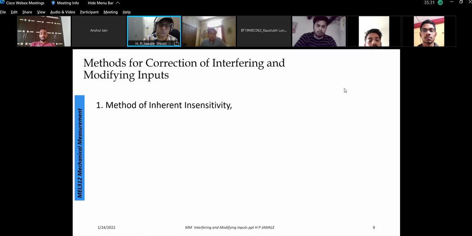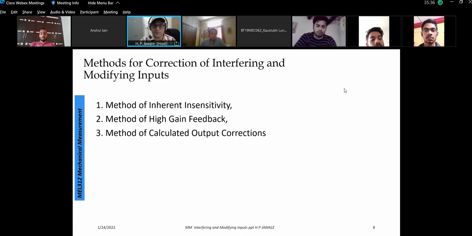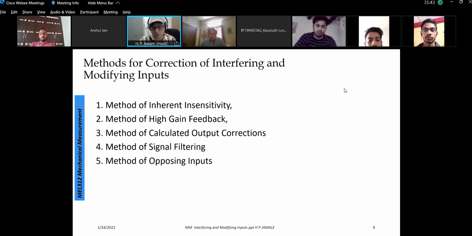There is a method called inherent sensitivity. Most of the time this is used. There can be the method of high gain feedback, the method of calculated output corrections, then the method of signal filtering, and the last is the method of opposing input. So these are very common and standard methods. Apart from this, if a special instrument or measurement system is to be designed, we can think of other methods also. But the most common and standard methods, those established in the literature, are mentioned here and that we are going to discuss.